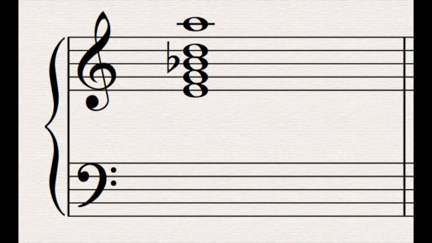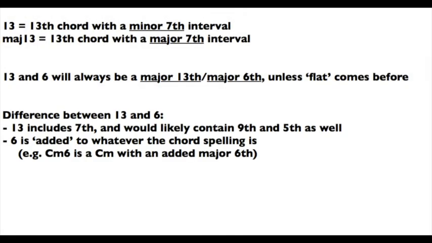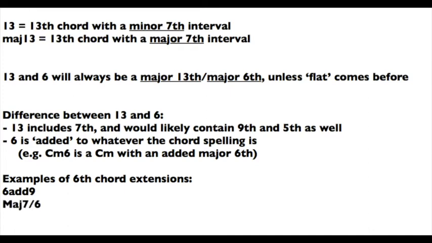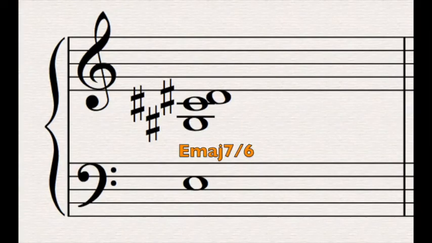So 6ths can't have other notes like 7ths or 9ths, right? Well, mostly. A 13th typically implies that notes like the 7th and 9th would be included, whereas a 6th is usually just added to a more basic major or minor chord. However, there are some chords that exist, such as 6 add 9, and major 7/6, which is the second arpeggiated chord in Joe Satriani's Always With Me, Always With You.